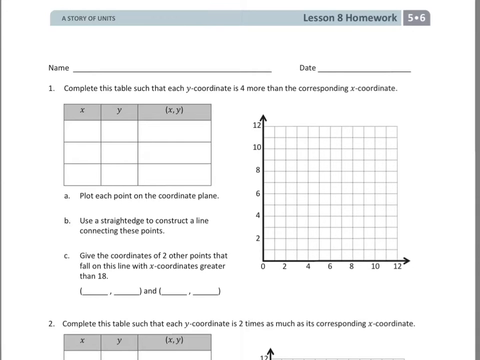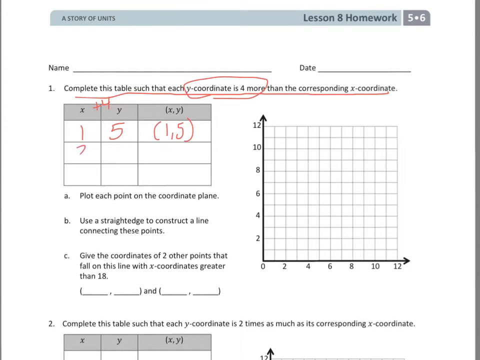The directions for 1 state, complete this table such that each y coordinate is 4 more than the corresponding x coordinate. So I'm just going to pick some random points here for x, and I know that y has to be 4 more. So if I do 1 for x, I know that 4 more than 1 is 5. So I'm really adding 4 to x to get my y. And then my coordinates are going to be 1, 5.